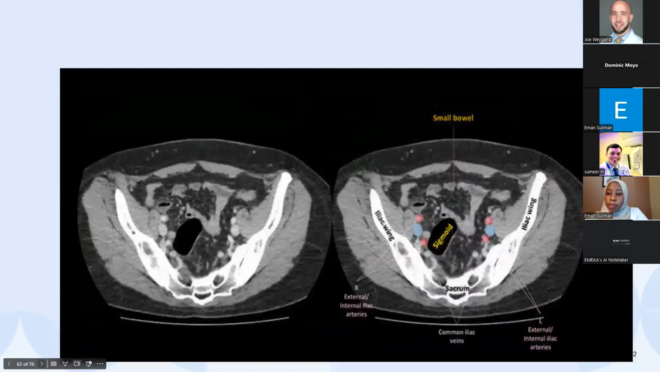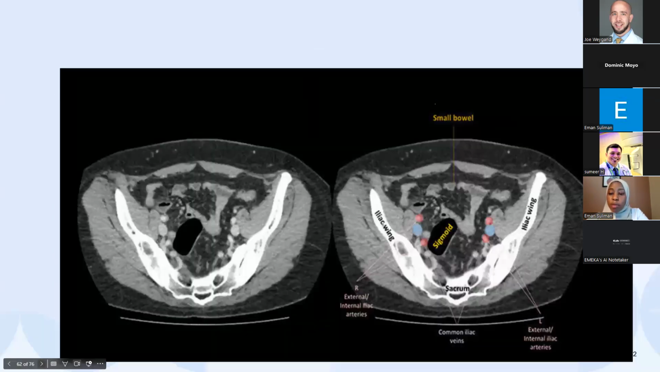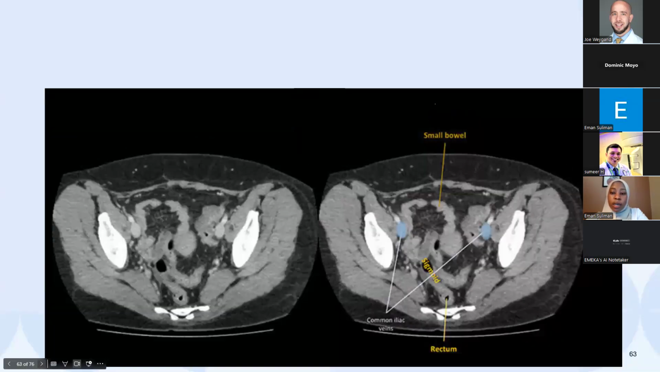Here the descending colon is ending, and on this level we start seeing the sigmoid colon, and that's the very end of the abdomen. Here we start seeing the rectum. Now we're entering the pelvis.